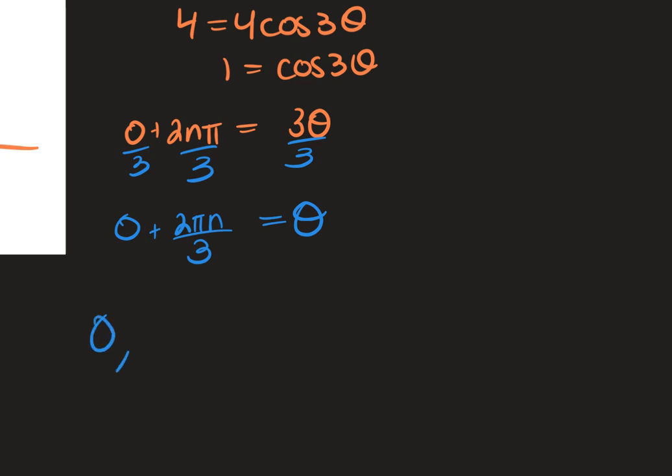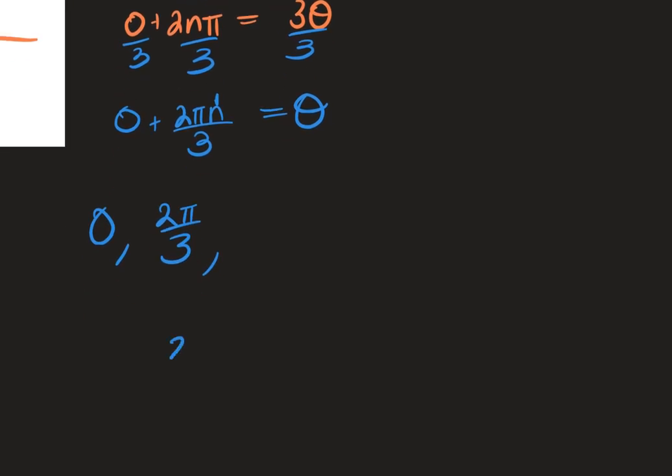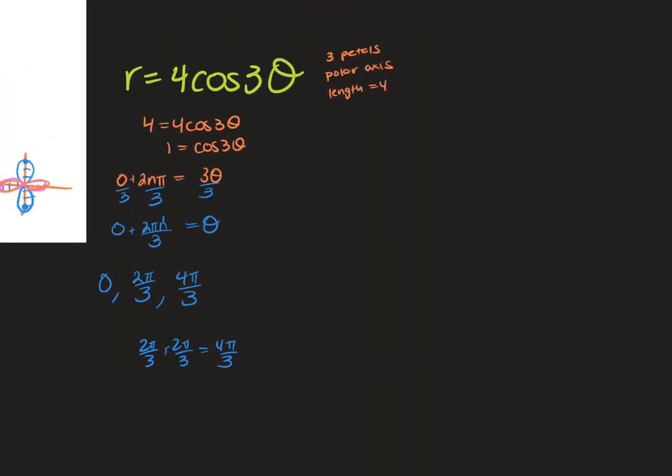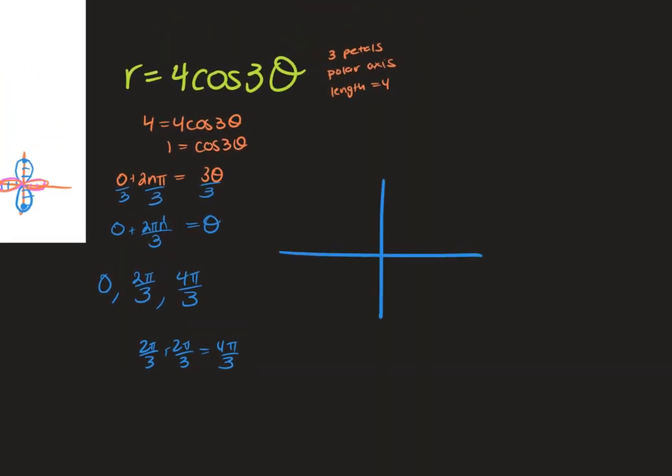Then it happens at 0 plus 2 pi over 3, which is 2 pi over 3. Then it happens at 2 pi over 3 plus 2 pi over 3, which is 4 pi over 3. Oh, that's not bad. And how many petals do we have? 3. So 1's at 0. Petal length is 4. 1, 2, 3, 4. It's here. 1's at 2 pi over 3, which is here. And 1's at 4 pi over 3, which is here.